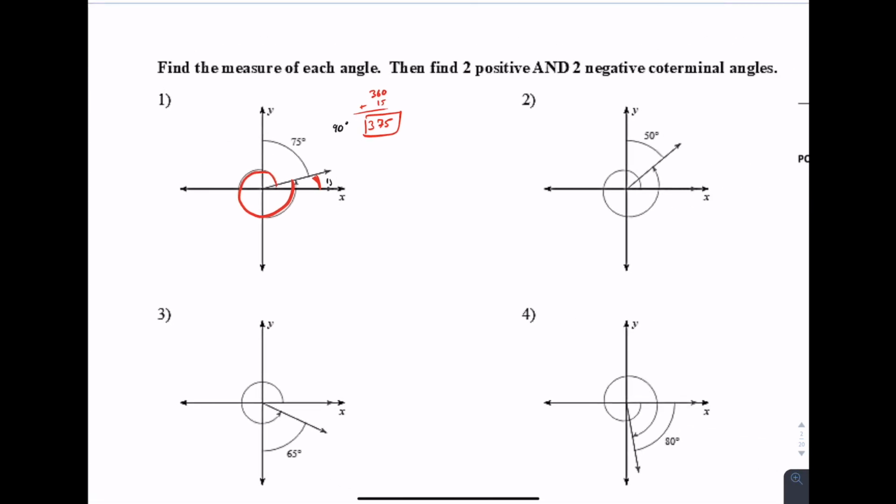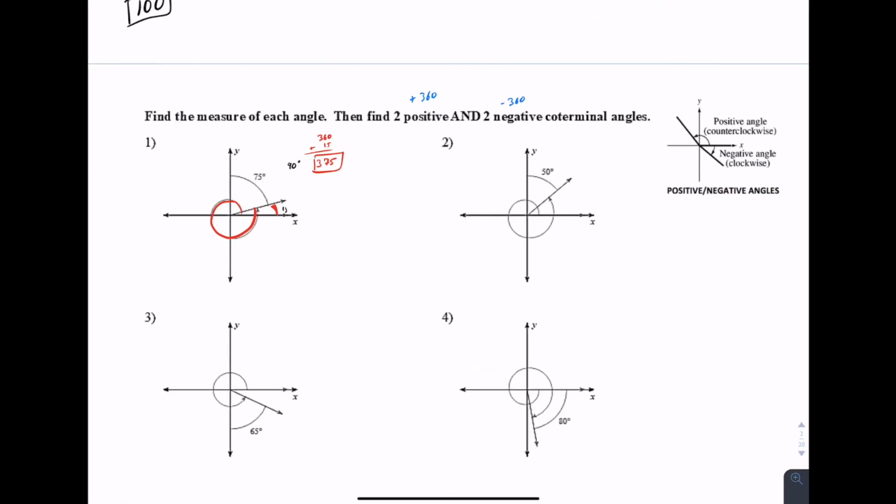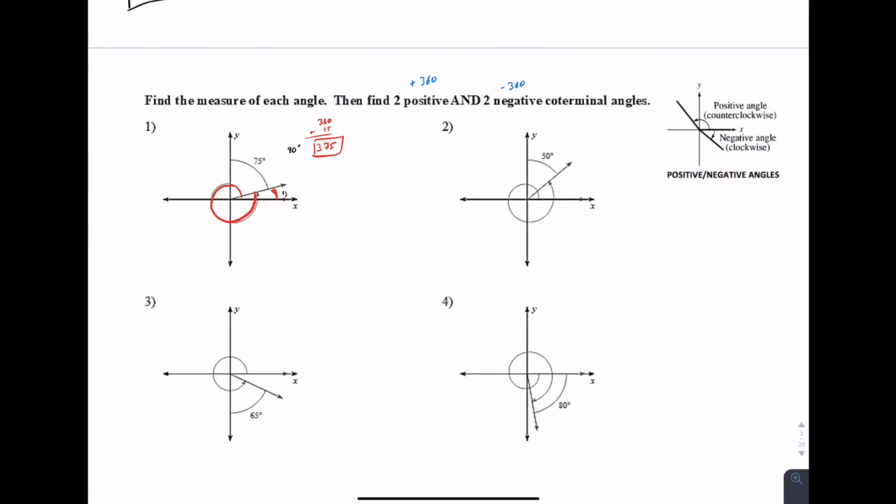And now you're just going to find your two positives, two negatives. So you're going to add 360 to it twice. And the negative, you're going to subtract 360 until you get negative and then do it again. All right, so you guys are in charge of the remainder of these questions.